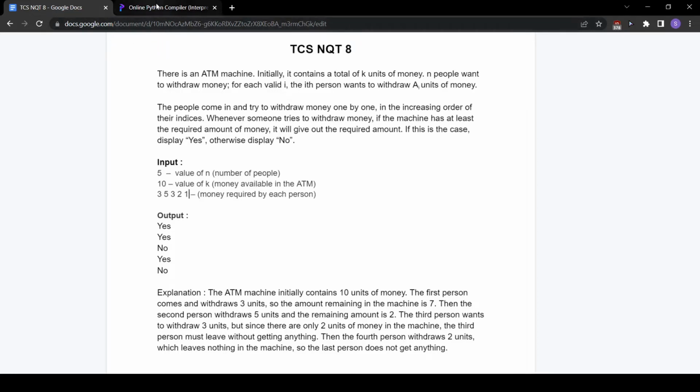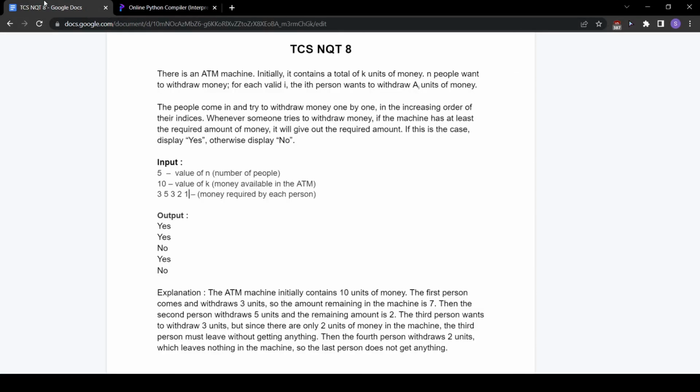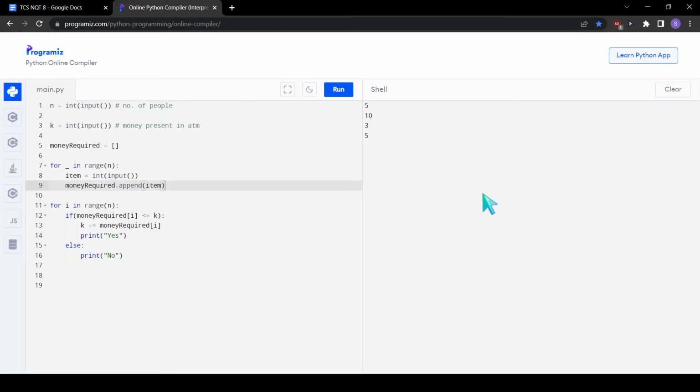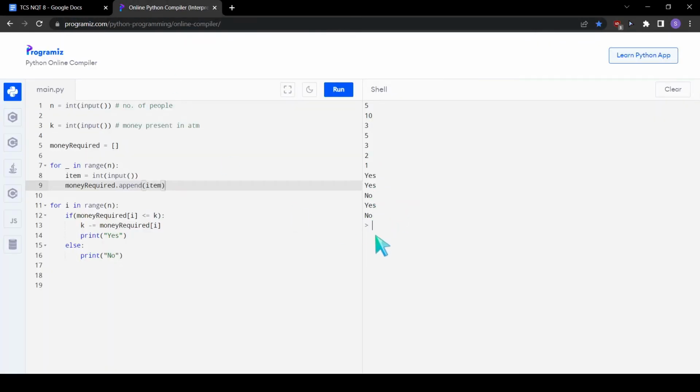inputs. Okay, so this is 3, then 5, then 3, 2 and 1. Okay, so we got the same output: yes, yes, no, yes and no. Okay, so I didn't explain this part, so now let's look at this part.